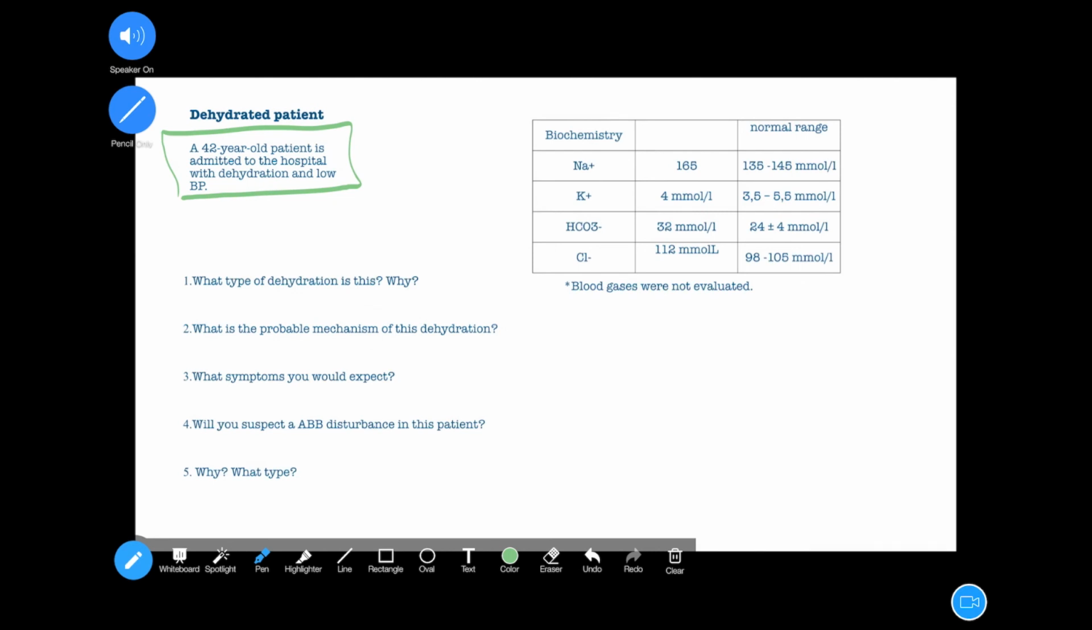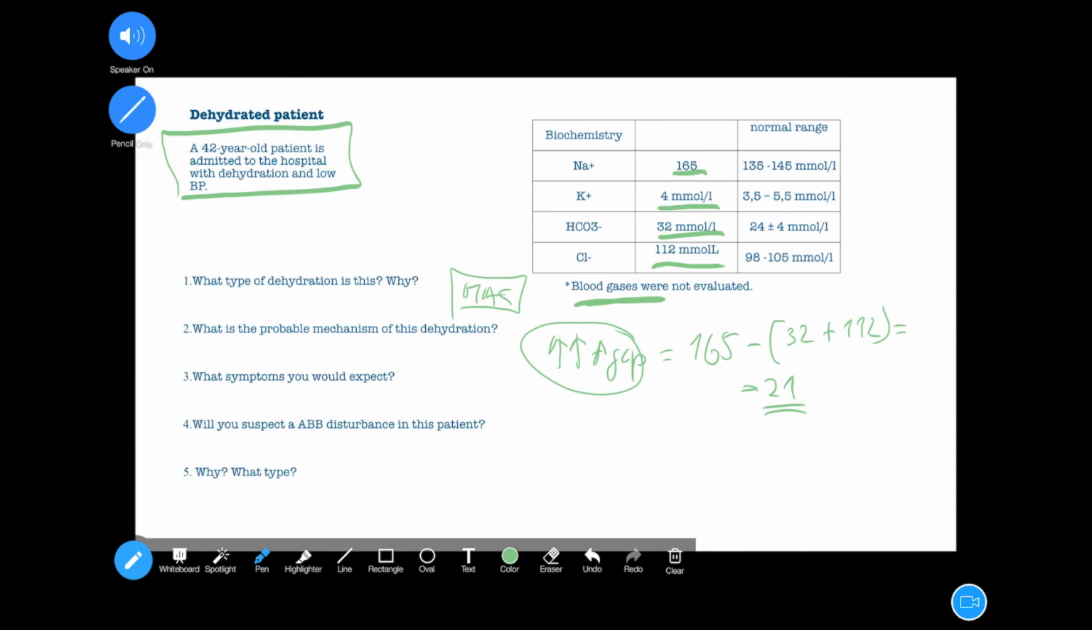And basically, what is important over here is that you don't have blood gases. You only have sodium, potassium, bicarb, and chloride. But thanks to this, you can count the A gap. And the A gap is going to be increased because you count 165 minus 32 plus 112, and this equals 21. So the A gap is increased. So very likely this is metabolic acidosis due to increased A gap.